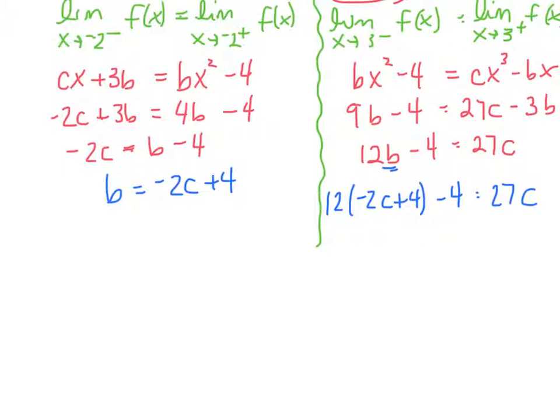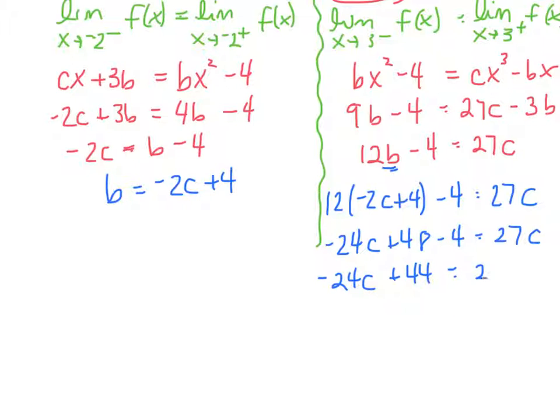All right, so now we have an equation that relies on only one variable, so we should be able to solve for c. I'm going to start by cleaning this up. So negative 24c plus 48 minus 4 equals 27c. Okay, so negative 24c plus 44 equals 27c. We want to join our c's to one side, so add the 24 c's over. And so we get 44 is equal to 27 plus 24, which is 51c. To isolate the c, we divide by 51, and we end up with this kind of ugly answer, 44 over 51 for our c.